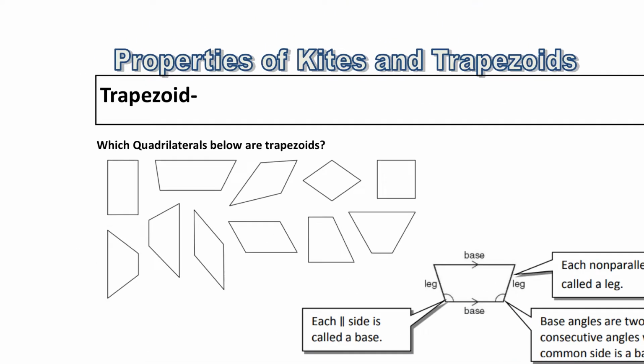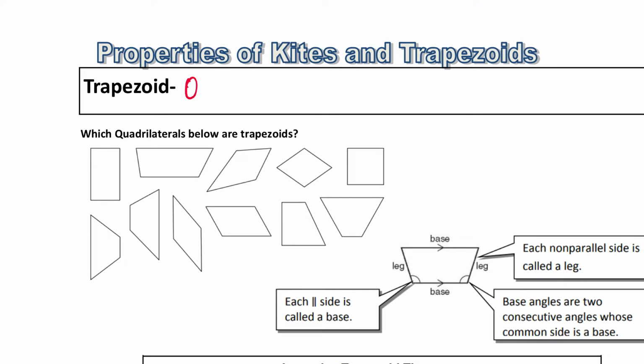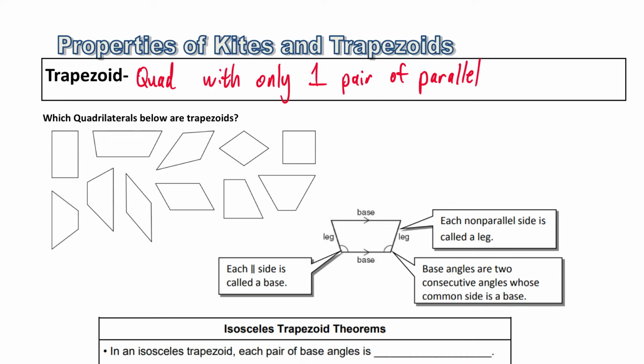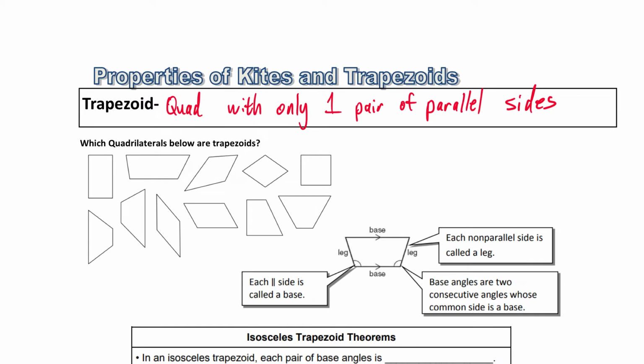Okay, so trapezoid. A trapezoid is a quadrilateral, I'm just going to abbreviate as quad. It's a quadrilateral with only one pair of parallel sides.